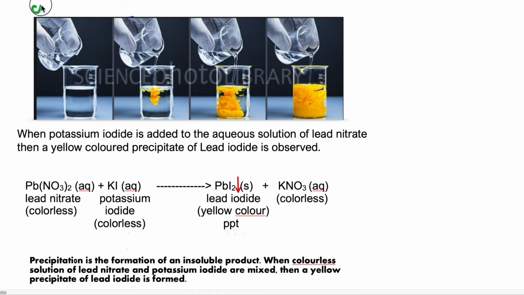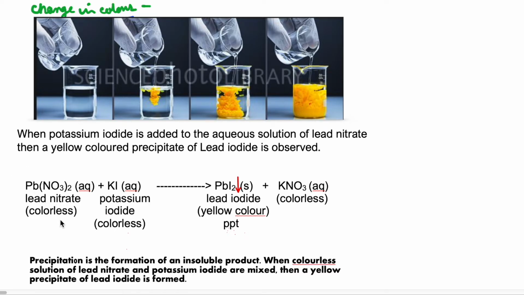Next example, again showing the change in color of substance. When colorless aqueous solution of potassium iodide is added to colorless aqueous solution of lead nitrate, then bright yellow color of lead iodide forms at once in the colorless potassium nitrate solution. So here also change in color is seen from colorless to bright yellow color.